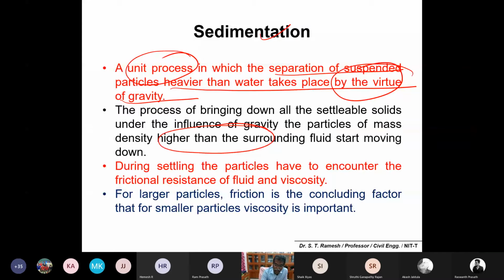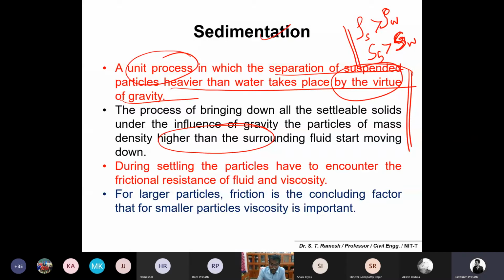You can relate this to the density of solids and the density of water, or remember the specific gravity of solids and the specific gravity of water. It should be greater. These two points are explained in these two lines. If the density of solids is more than that of water, obviously it will settle down. If it is vice versa, it may not; it is not worth keeping solids for a long period in a sedimentation tank. Please remember these two points: density should be greater than that of the surrounding liquid.